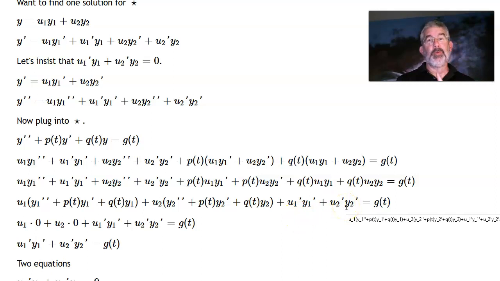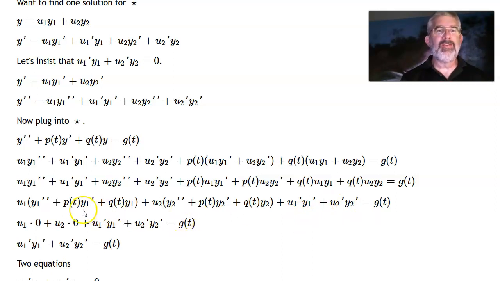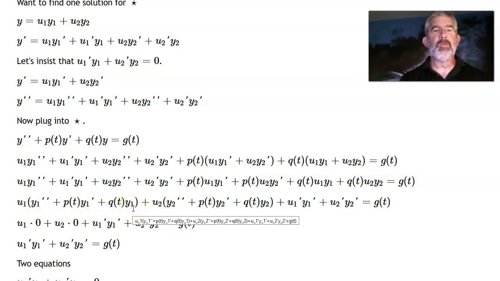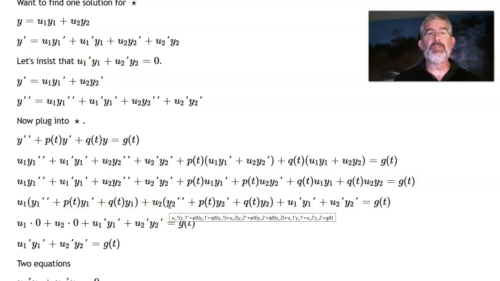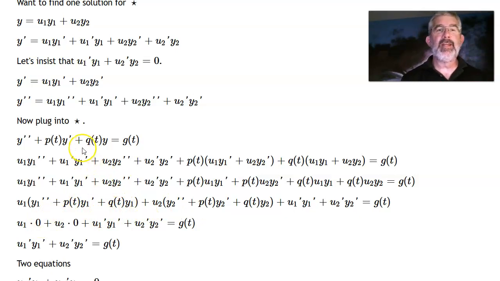Now, something really nice is about to happen. Because the stuff in parentheses here, y1 double prime plus p of t y1 prime plus q of t y1, it's as if you plugged y1 into the left-hand side of this equation. Well, y1 is not a solution to this equation. y1 is a solution to the homogeneous equation. So it doesn't give you g of t, it gives you 0. And all the stuff in that parentheses turns into a 0. Likewise, for y2, it is also a solution to the homogeneous equation. So plugging it into the left-hand side here gives you a 0 as an output, and that goes away.